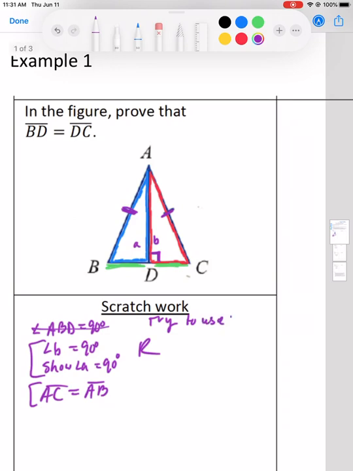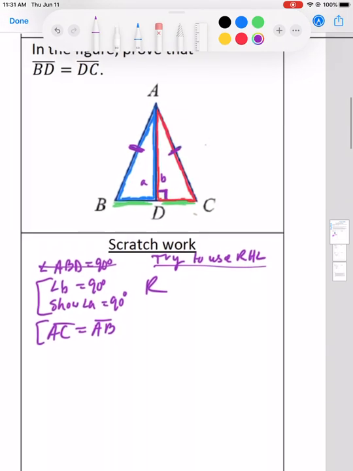Every time I see a right angle, that's my go-to, because it's likely that that will work out. Once I show that, using RHL maybe, that the blue triangle is congruent to the red one, then I can use corresponding sides of congruent triangles to show that BD is equal to DC. So that's my overall goal again.